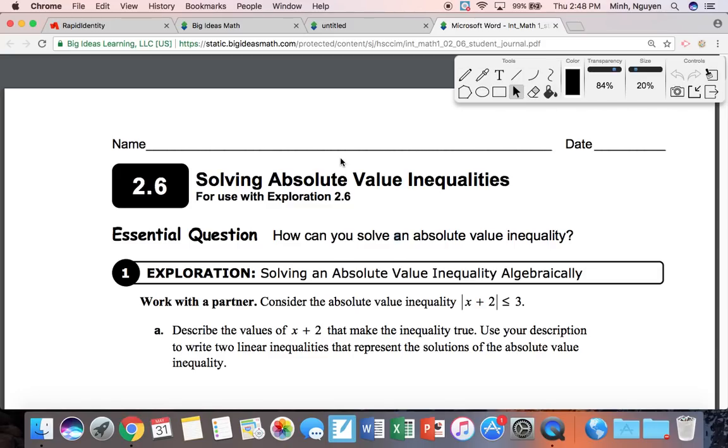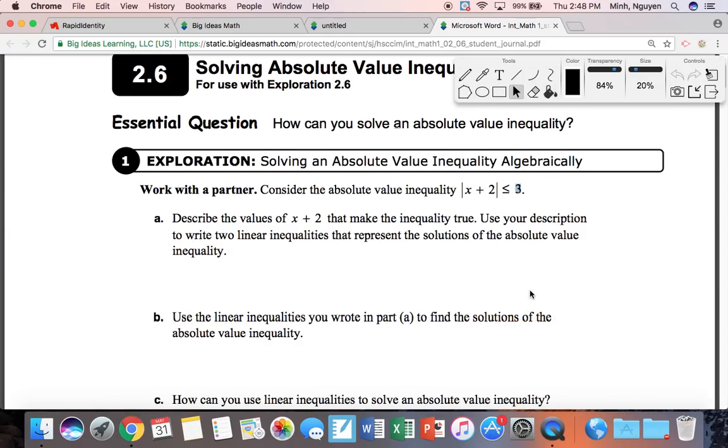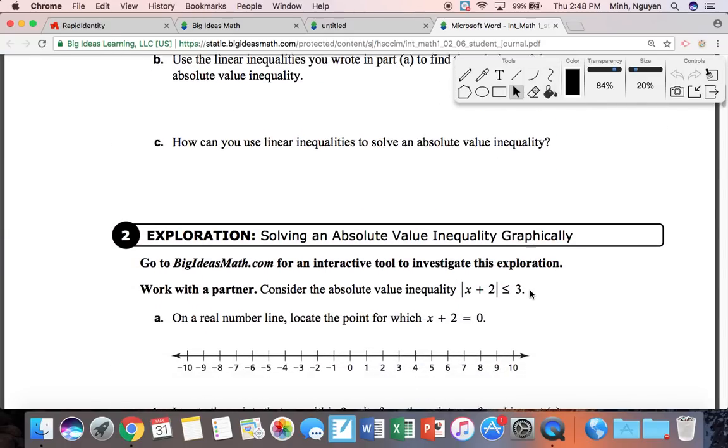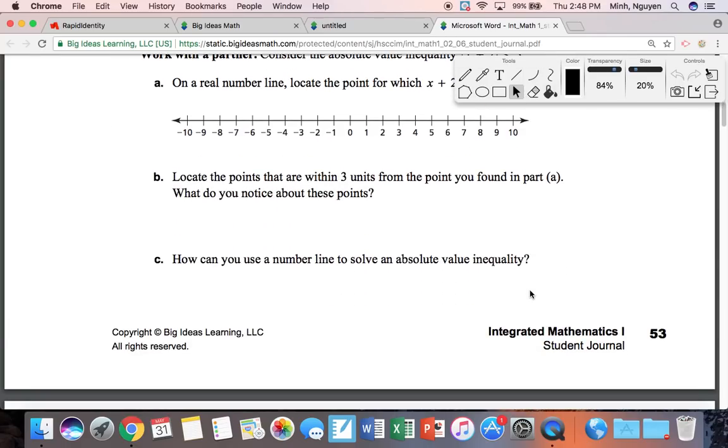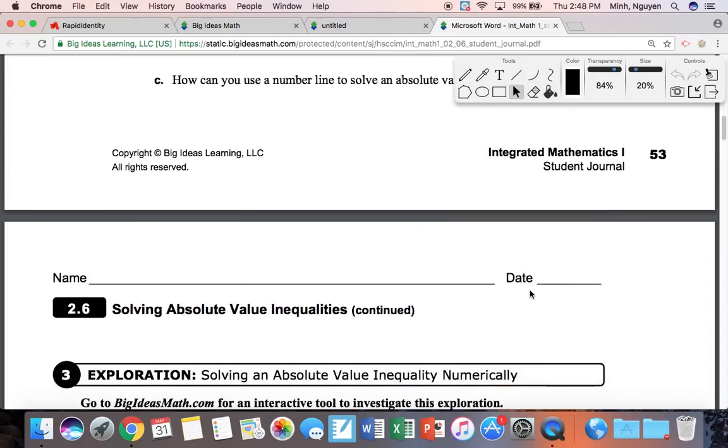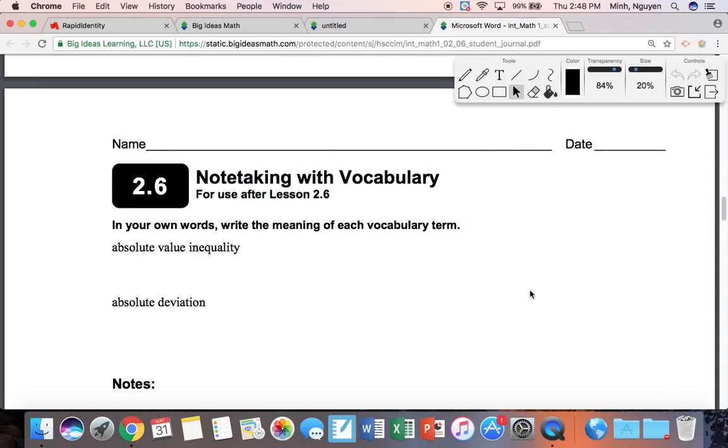To the last section of chapter 2, solving absolute value inequalities. How can you solve an absolute value inequality? And the answer is, it turns out, very similarly to solving an absolute value equation, which is making two equations, or in this case inequalities, and then going from there. This is page 53 of your student journal. Let's get the ball rolling.